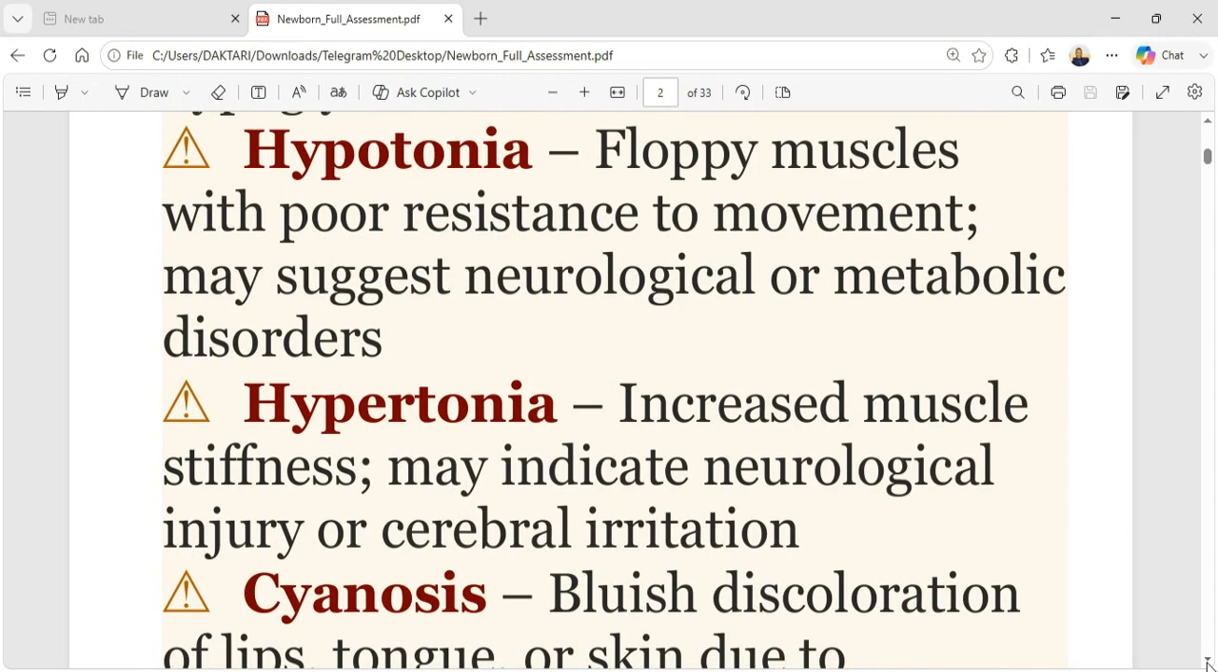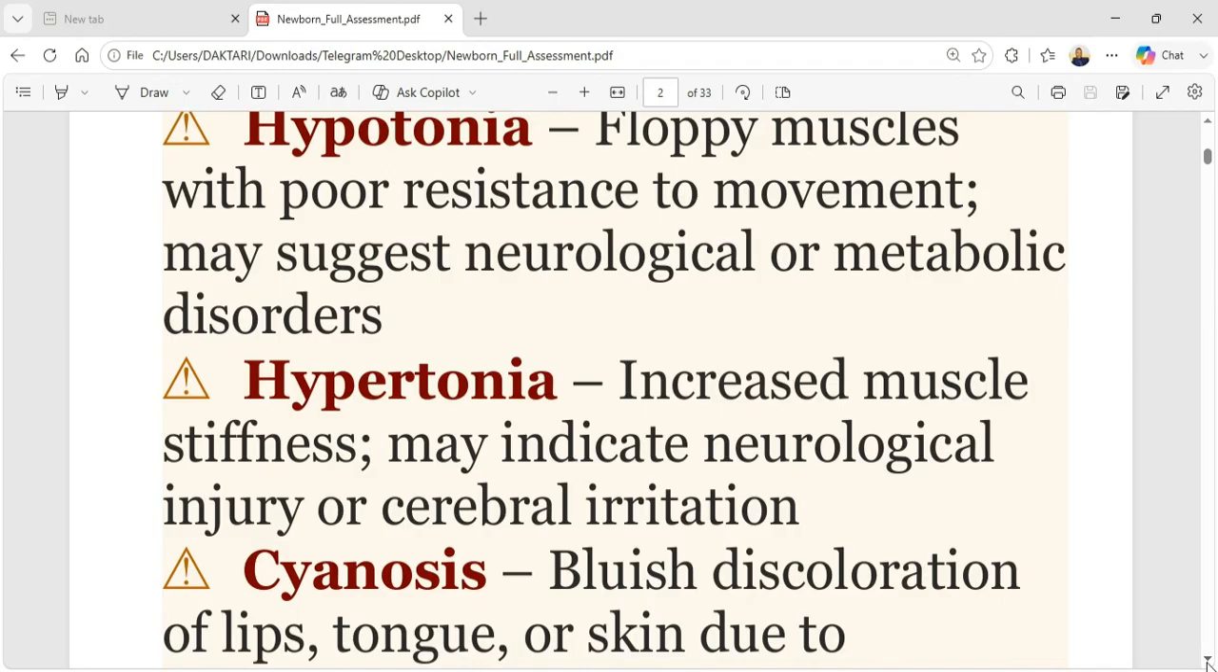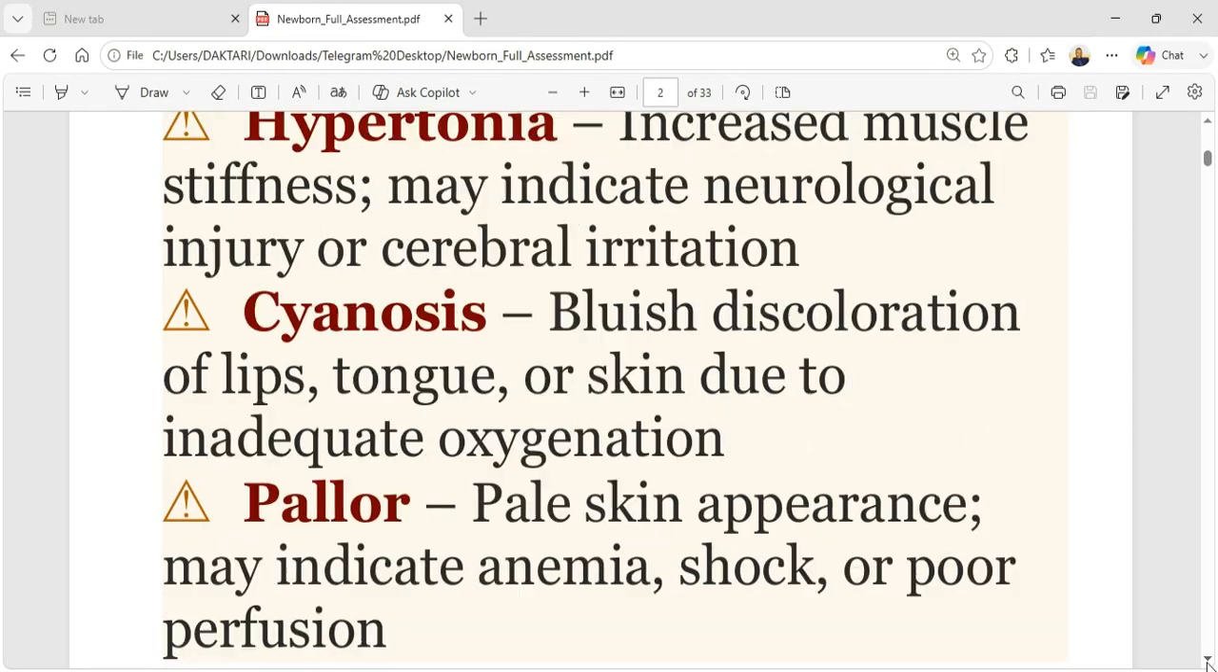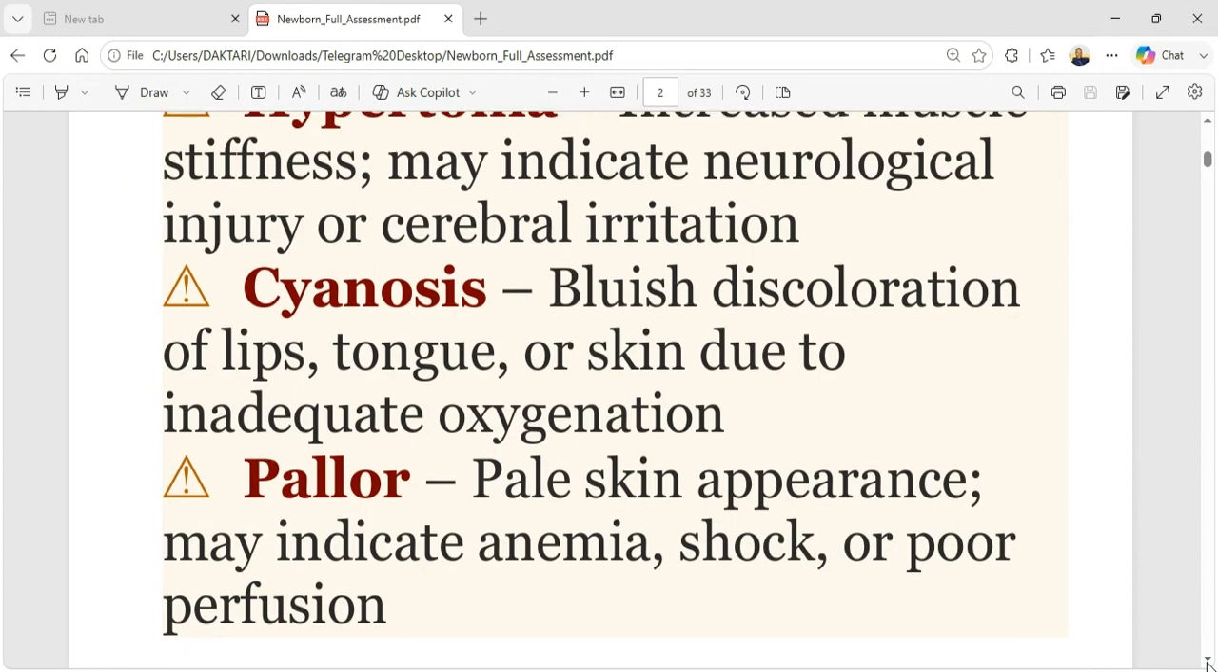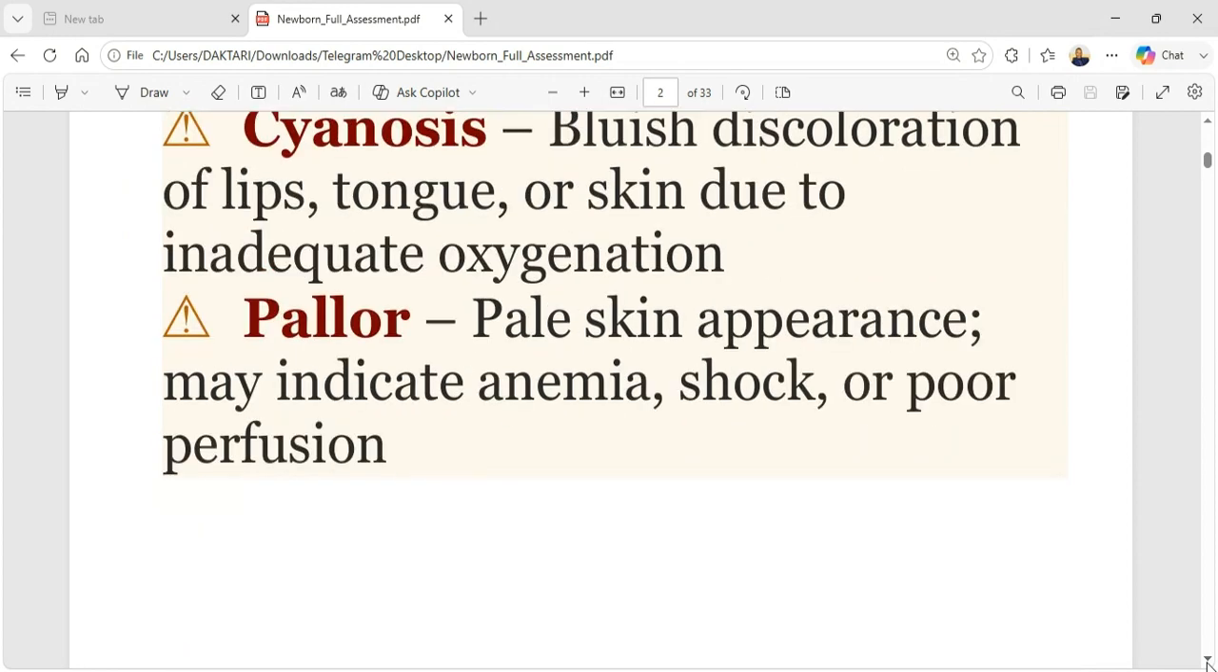Now in hypertonia, there is increased muscle stiffness. It may indicate neurological injury or cerebral irritation. We talk about cyanosis. Cyanosis is just the bluish discoloration of lips, tongue, and skin due to inadequate oxygenation. With detailed knowledge of cyanosis, we talk about central cyanosis and peripheral cyanosis. Then pallor, a pale skin appearance. These may indicate anemia, shock, or poor perfusion.